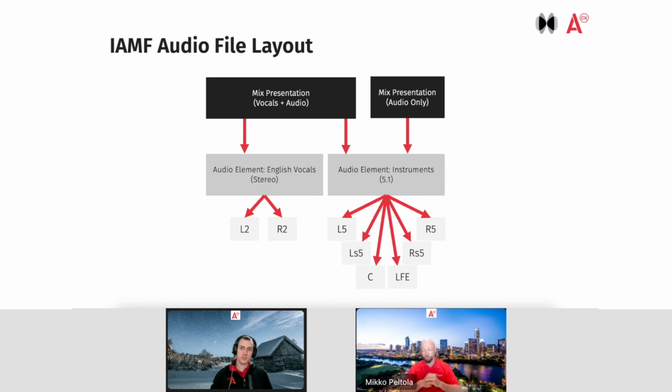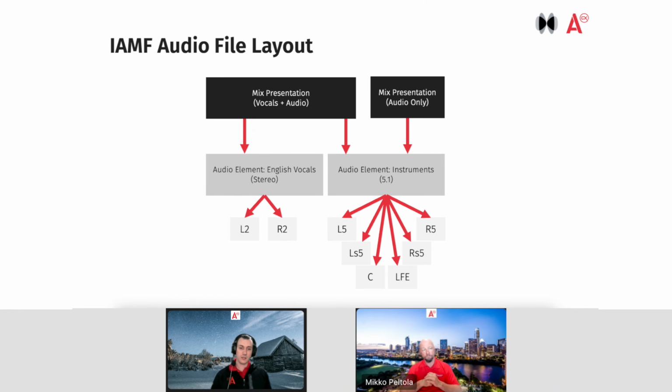Thanks, Mikko. So let's talk a little bit about the IMF file format. When we talk about Eclipsa audio playback, what we're really talking about is the capability to play back these IMF audio files. Here's an example IMF audio file, and as you can see, it's made up of 3 separate parts. It's made up of the audio channels, audio elements, and the mix presentations.